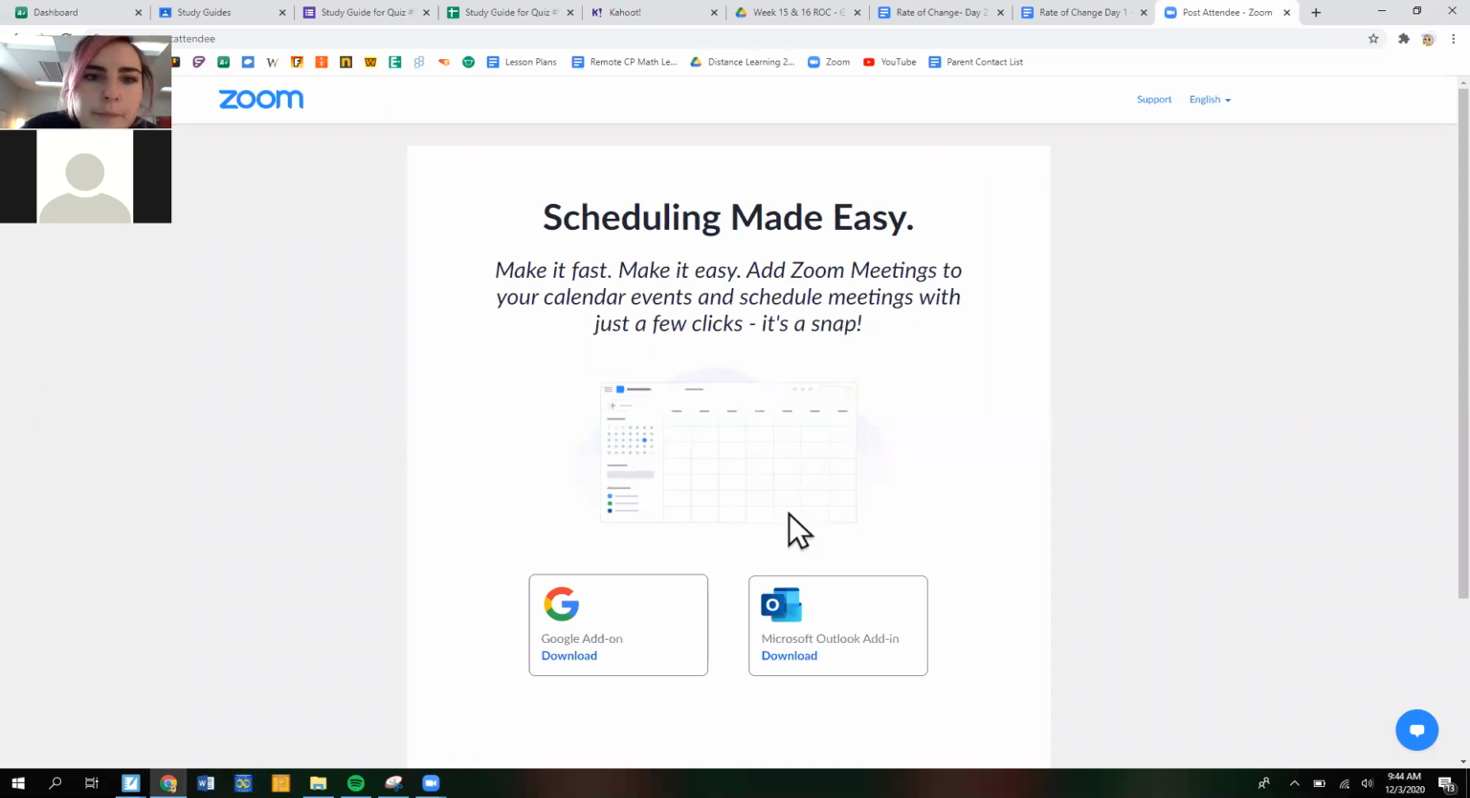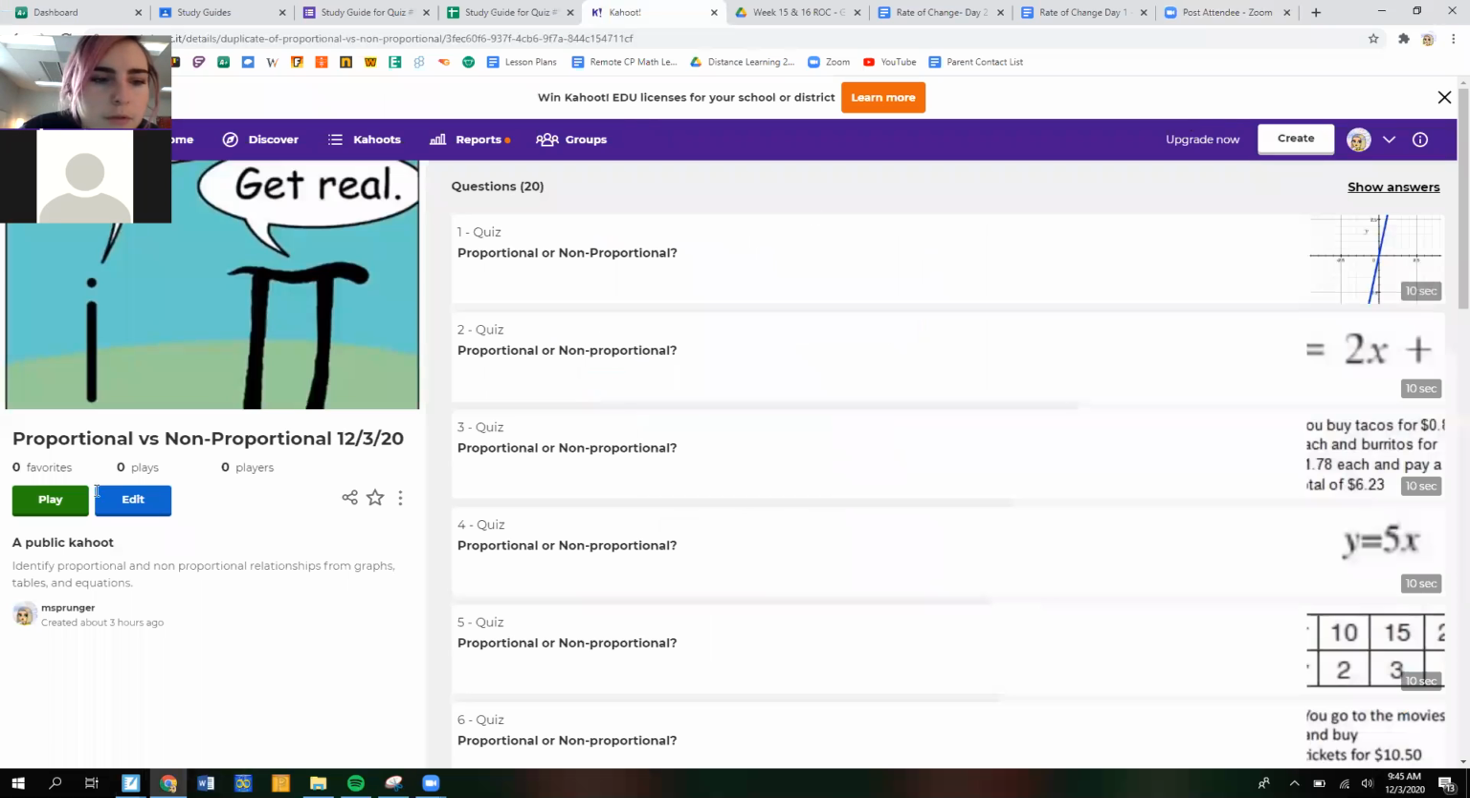Let's see. I have like a million tabs open. Let's see where it is. Cool. I'm going to move some stuff around. I'm going to minimize myself for a second. Play.